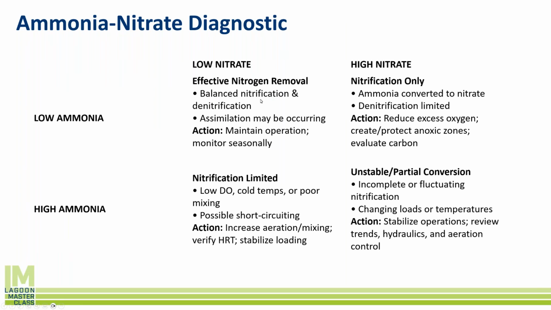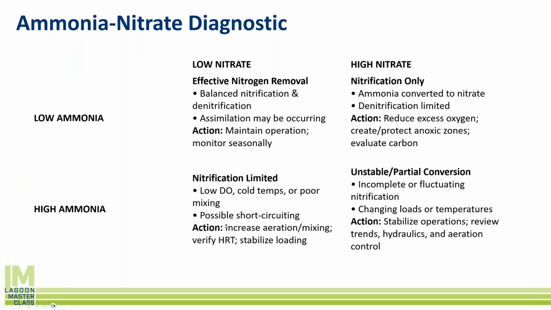So again, this little matrix we've put together here: low ammonia, low nitrate, effective nitrogen removal, you've been assimilating that, you've been converting that to nitrate. High nitrate, ammonia converted to nitrate, denitrification is limited, so we're not denitrifying here. And so we could reduce our oxygen to create an anoxic zone, add some carbon, and we could do the denitrification.